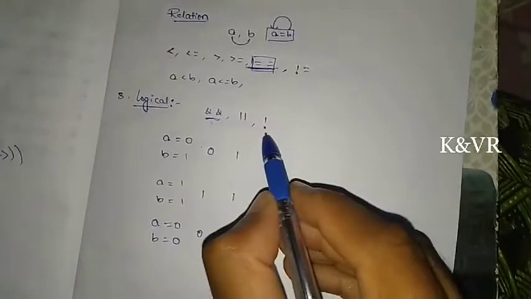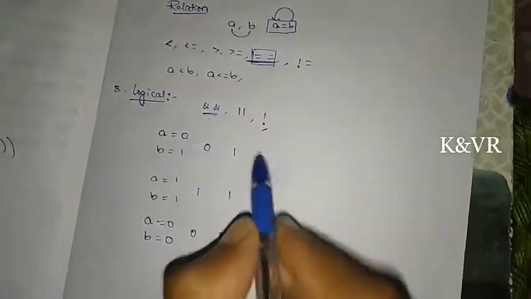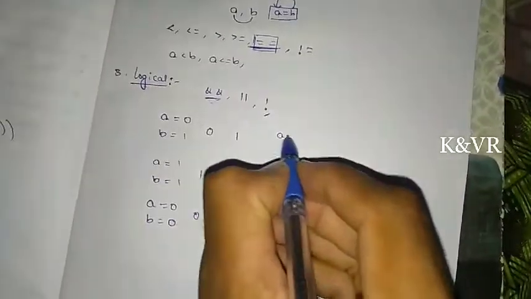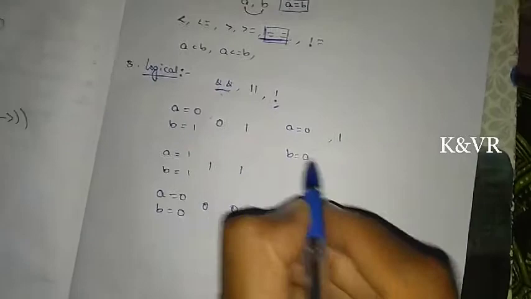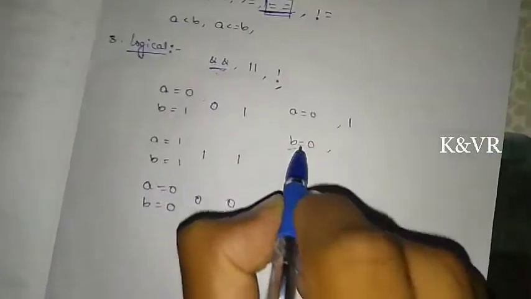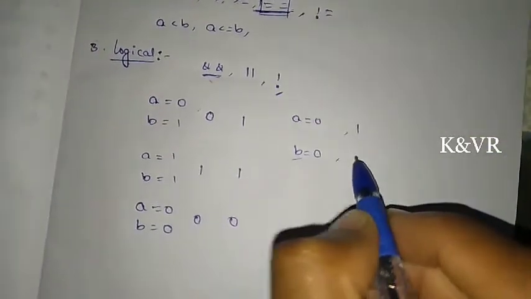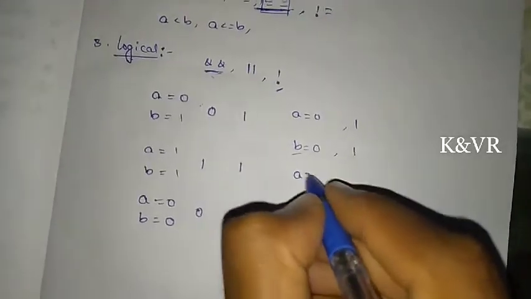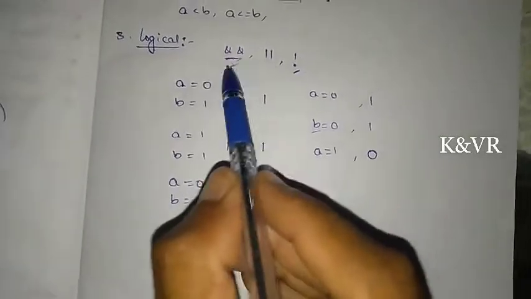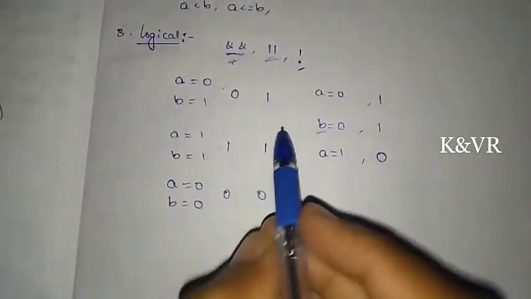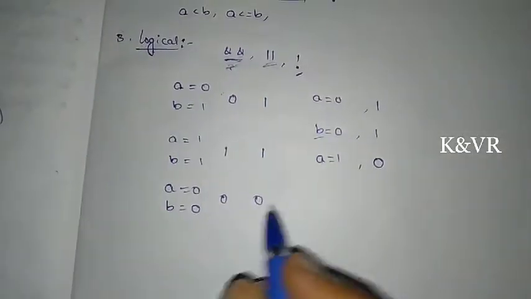And when it comes to logical not, if A is 0, logical not A gives 1 as the result. B equal to 0, logical not B gives 1 as the result. A equal to 1, logical not of A gives 0. In this way these all work. I think in intermediate you get these things about logical and, logical or.